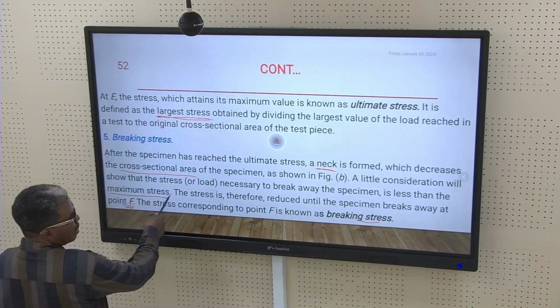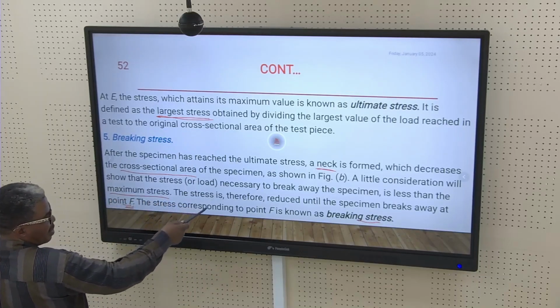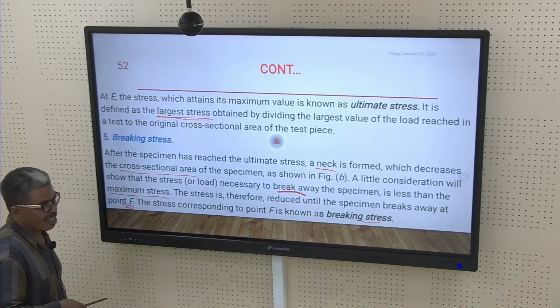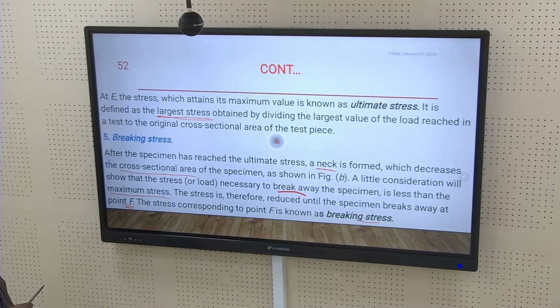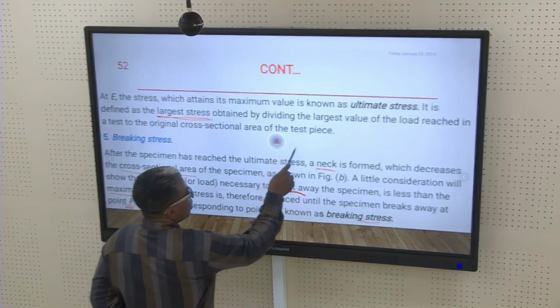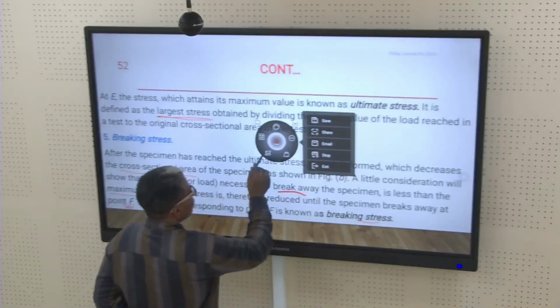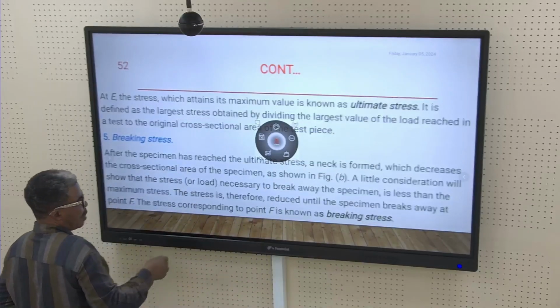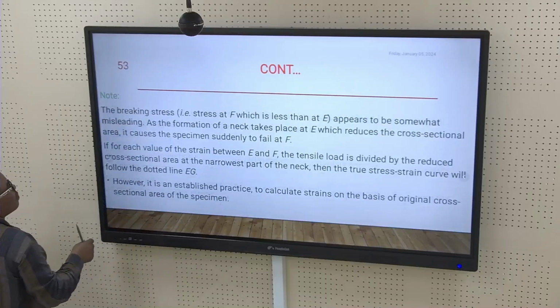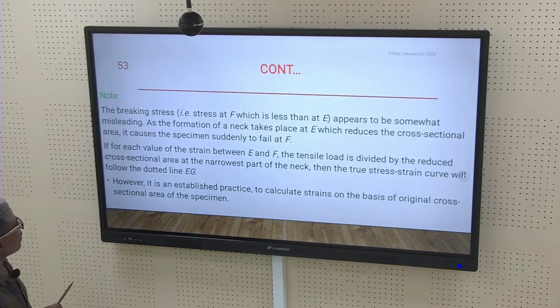Because of the reduction in cross-sectional area of the specimen, only a little load is necessary for breaking away of the specimen. The stress therefore reduces until the specimen breaks away. The breaking stress appears to be somewhat misleading, as the formation of a neck takes place at E, which reduces the cross-section area. It causes the specimen suddenly to fail at F.